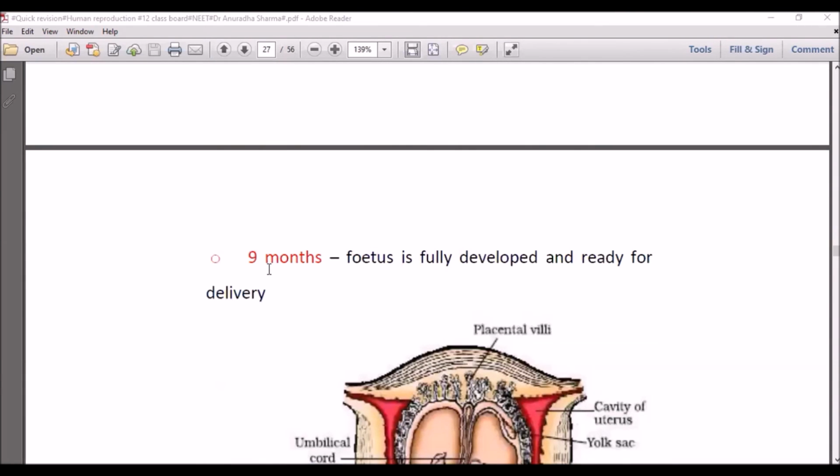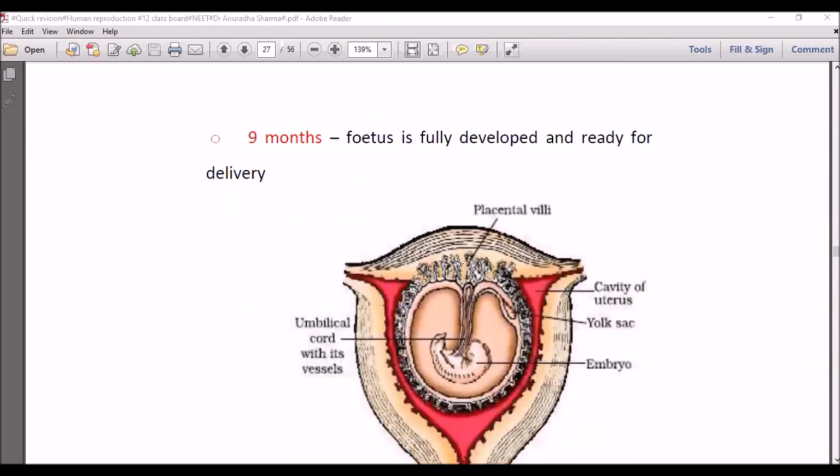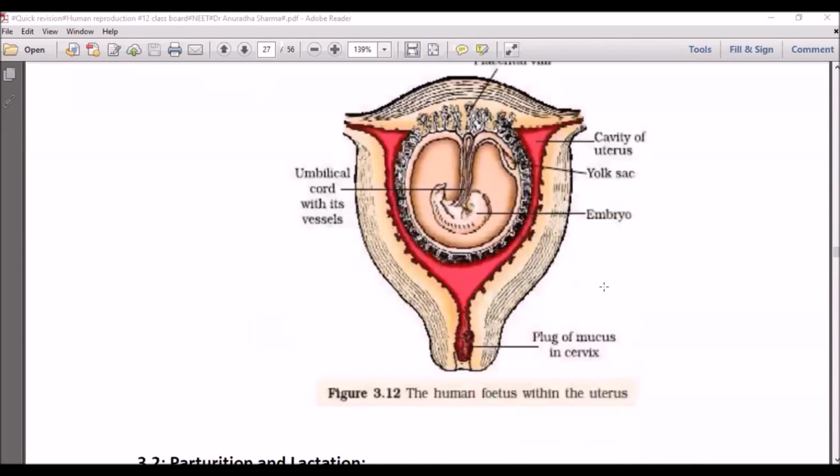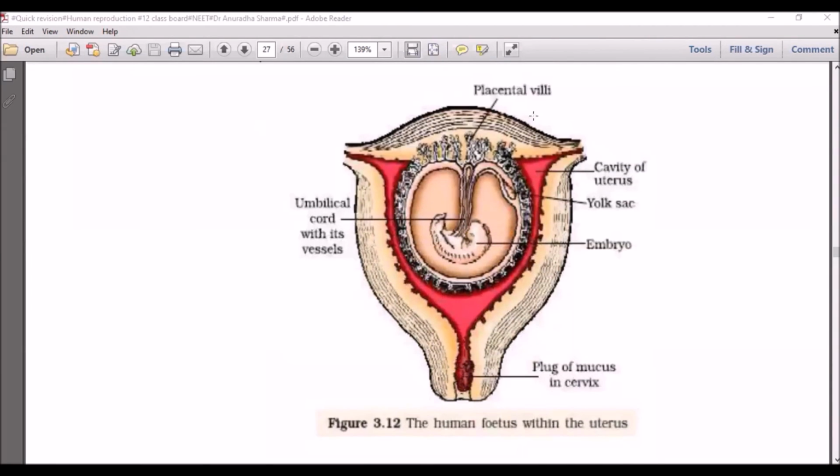Now, after 6 months, in 9 months, the fetus is fully developed and ready for delivery. And this is the diagram showing the human fetus. This is the embryo which is attached with the umbilical cord, and this umbilical cord is providing all the nutrients and oxygen to the embryo so that it can grow. And this is the placental villi, this is the yolk sac, this is the cavity of the uterus. So this umbilical cord is providing all the nourishment to the developing embryo.